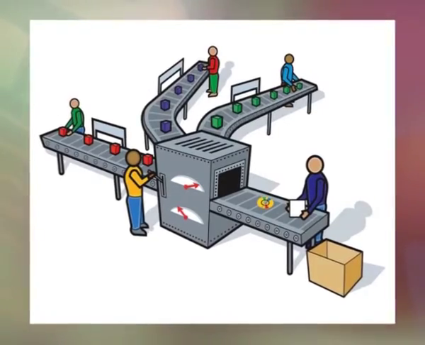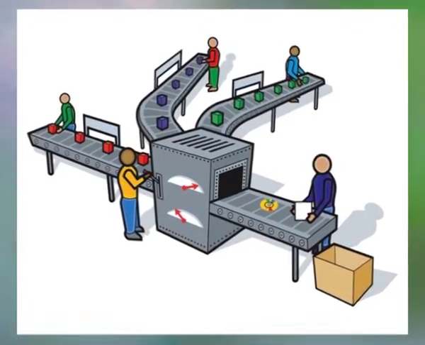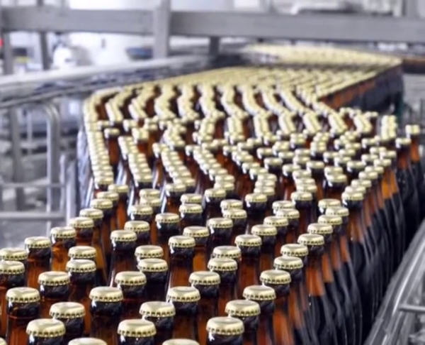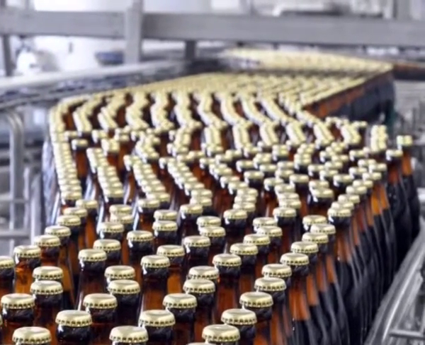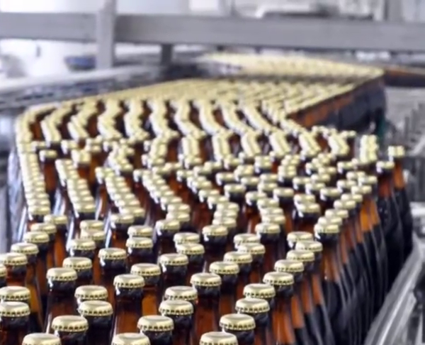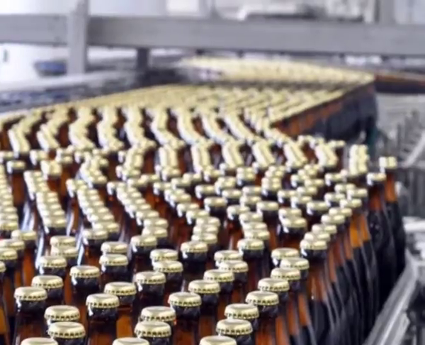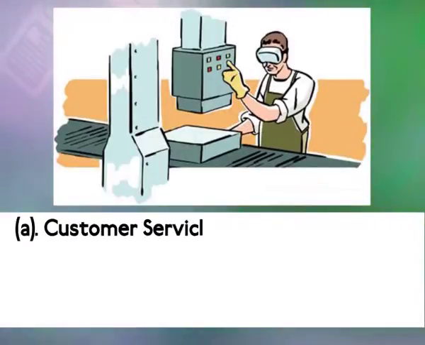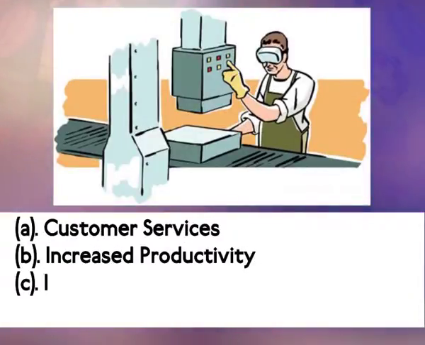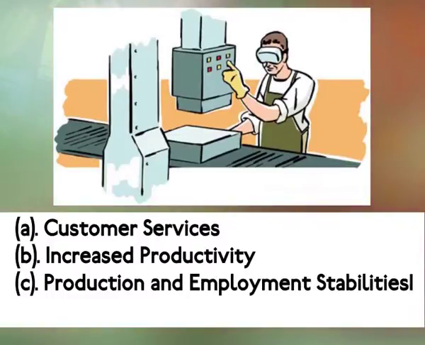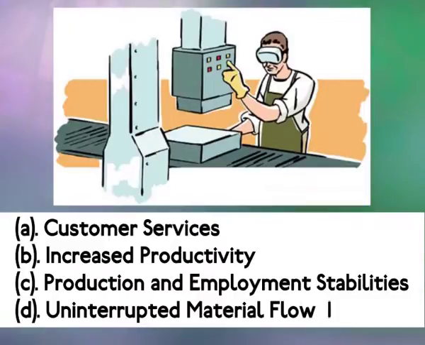Production management. Production management comprises the creation of the utility. Production is the process of transforming raw materials into finished goods for sales. It involves planning and organizing the production process. Importance of production management: customer services, increased productivity, production and employment stabilities, and uninterrupted material flow. So with this, we have ended Module 1, and the next module shows the importance of financial management.